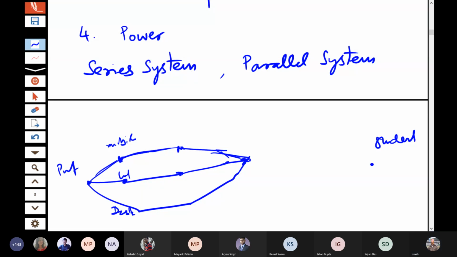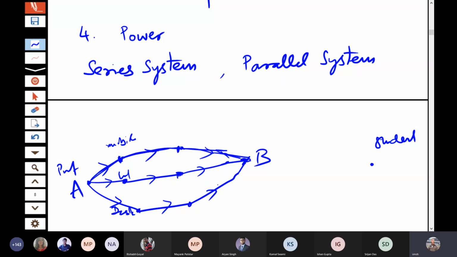So if this link is working, then the class can be conducted. If this link is working, then the class can be conducted. If this link is working, then the class can be conducted. Now this link itself has 3 independent links, and each of them should be functioning. This is called a series system. Similarly, if I consider this link also has 3 independent components, and all of them should be functioning in order that the communication is there from A to B.